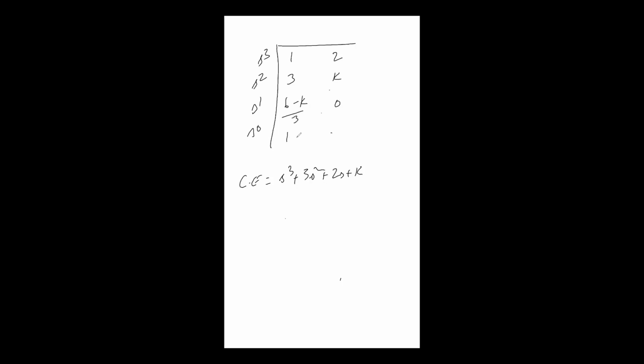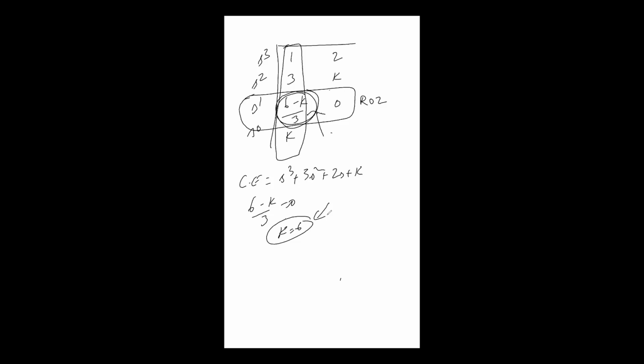We have seen now, in order to make this row element zero, we have to make this zero, because we know by Routh's criteria, when all the elements of any row are zero, then the system will be marginally stable, such that all the elements in the first column should have the same sign. So we want to make this element zero. 6 minus k by 3 should be equal to 0, so k should be equal to 6. So at k equal to 6, your root locus branches will cut your j omega axis.